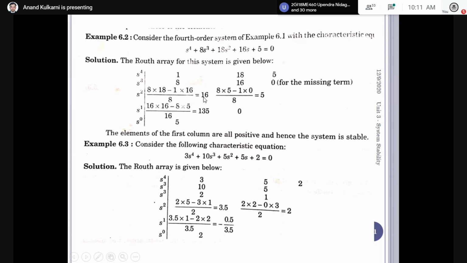Next row, you have to calculate 16 into 16 minus 8 into 5, divided by 16.